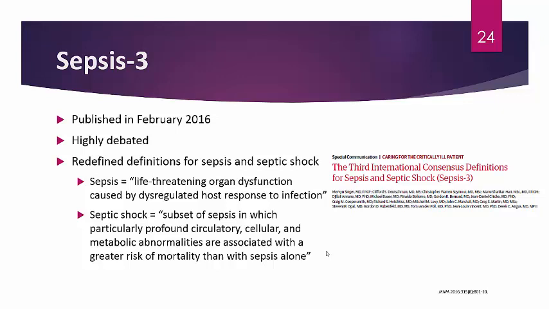So in terms of sepsis, sepsis is a life-threatening organ dysfunction caused by dysregulated host response to infection. So you have to have some type of infection with organ dysfunction, essentially. Septic shock is a subset of sepsis in which particularly profound circulatory, cellular, and metabolic abnormalities are associated with a greater risk of mortality than with sepsis alone.